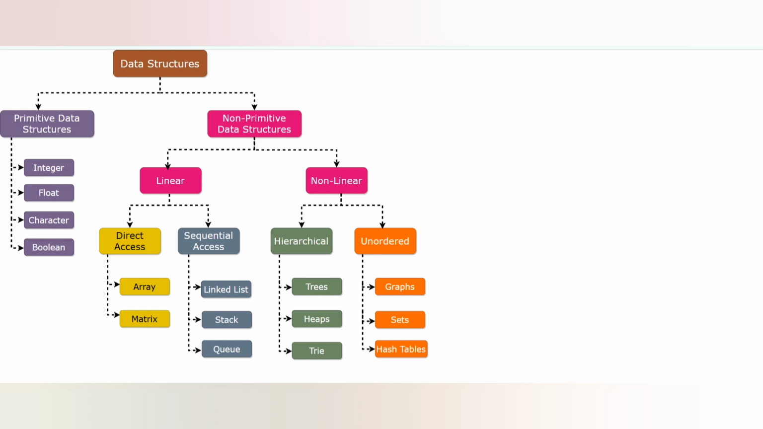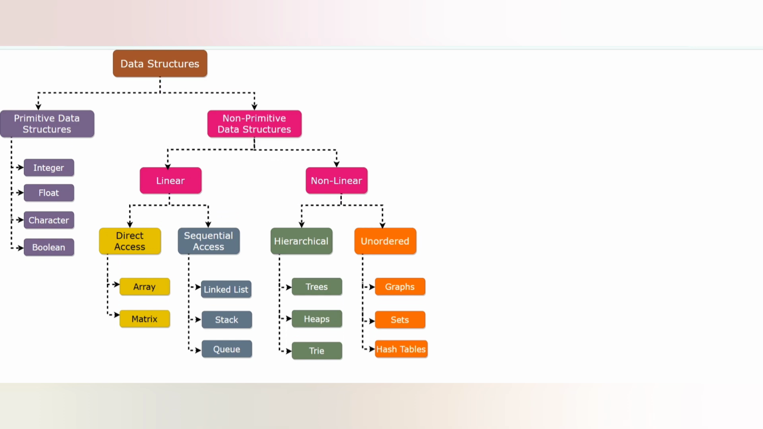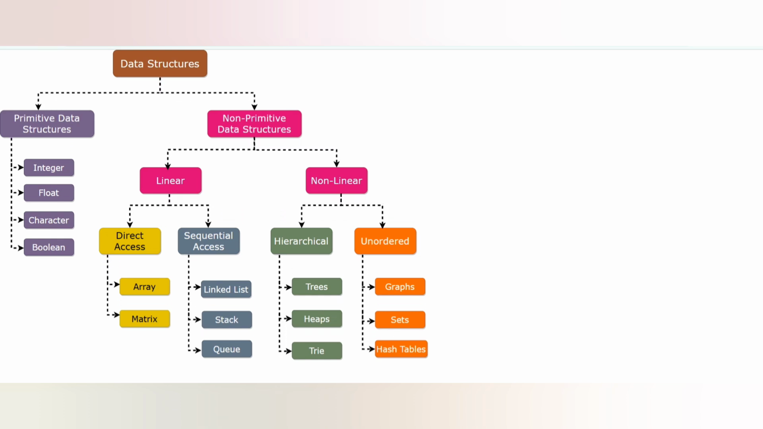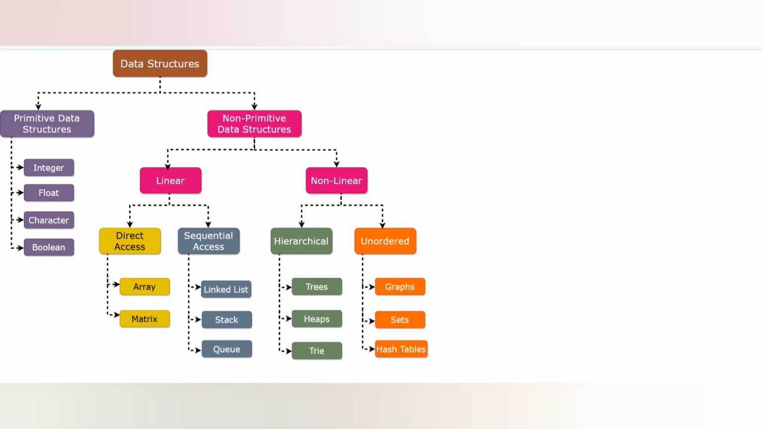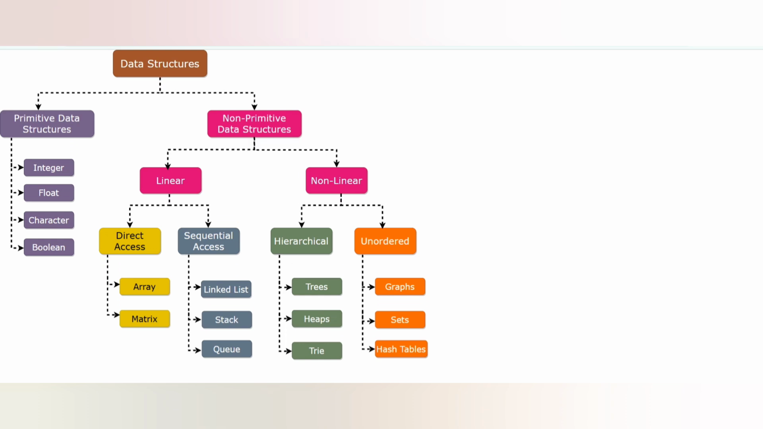And coming to the non-primitive data structures, there are two types. One is linear data structures, another one is non-linear data structures. Coming to the linear data structures, there are two types. First one is direct access, another one is sequential access. Coming to direct access, array and matrix come under this. An array is a collection of elements identified by index or keys. The matrix is in the form of a table, with rows and columns. So this is all about direct access data structures.